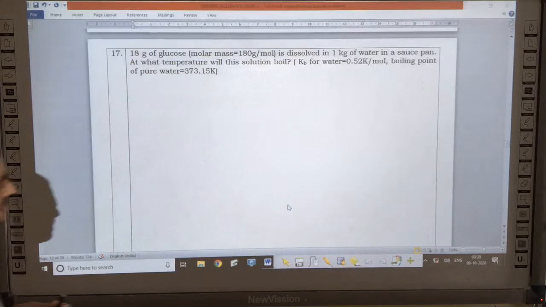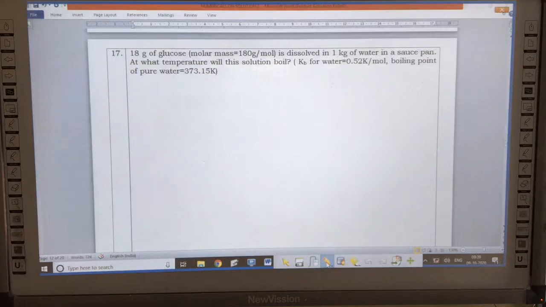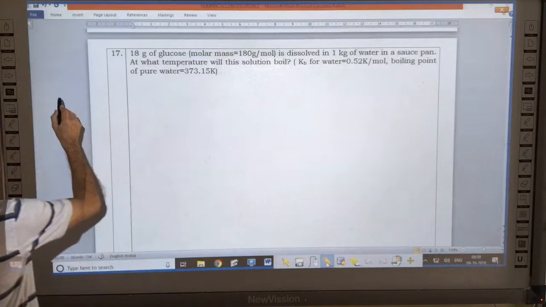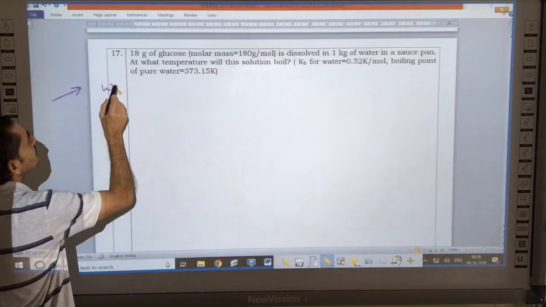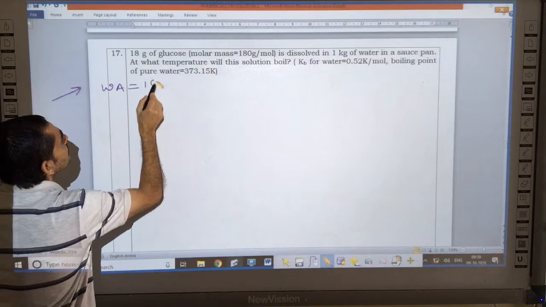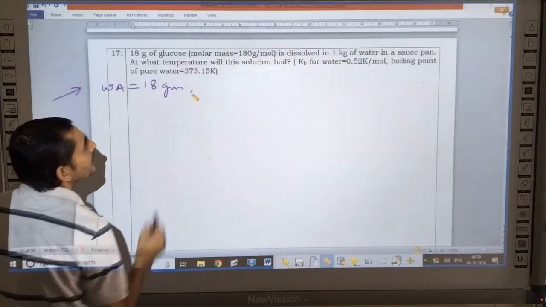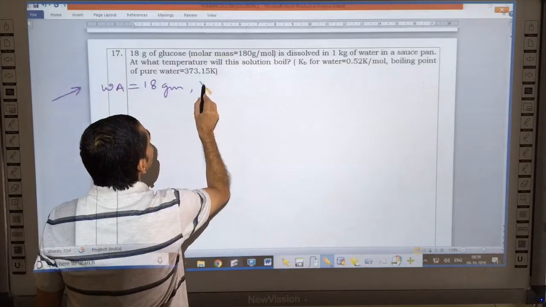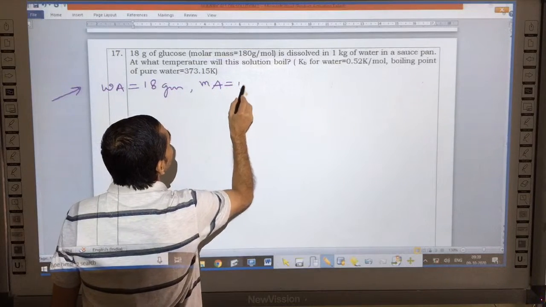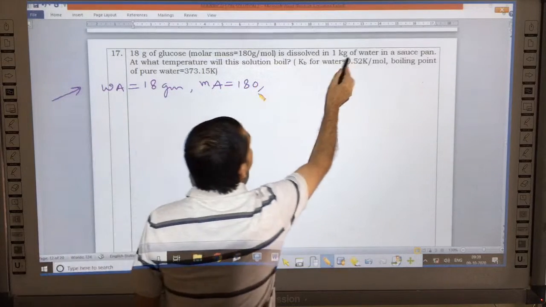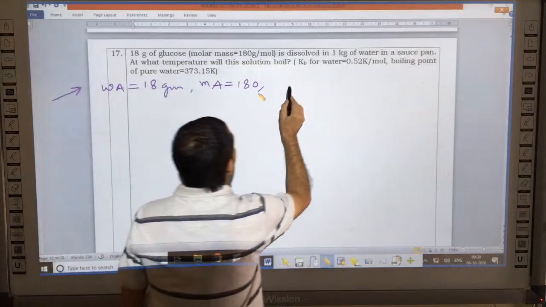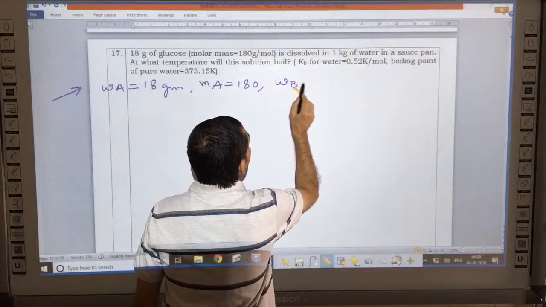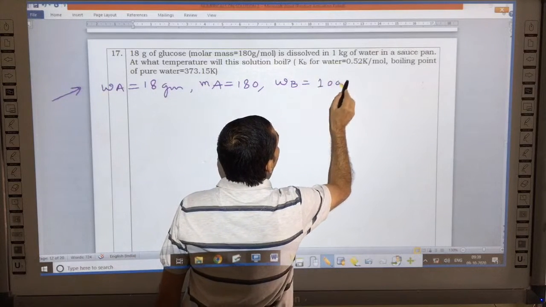18 gram of glucose is dissolved in 1 kg of water in a saucepan. At what temperature will the solution boil? Kb is given, boiling point is given, 18 gram of glucose. Now let us solve. 18 gram means mass of solute, and Wa is equal to 18 gram. Molar mass of solute is also given, 180. This glucose is dissolved in 1 kg of water. And Wb is 1 kg, or we write 1000 gram.